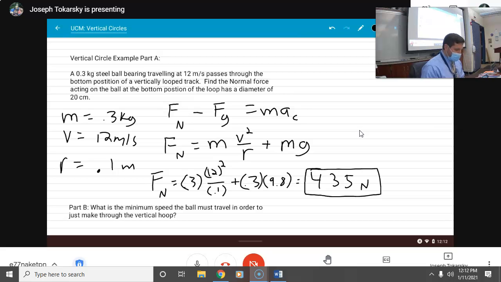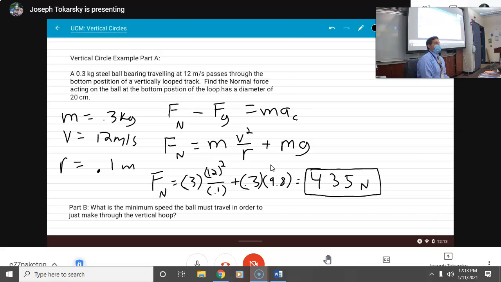Okay, so the weight of this object at the bottom is very small. It's just 0.3 times 9.8. But the normal force at the bottom is much bigger than that because of its speed passing through. So basically, because there's acceleration there, this thing seems heavier at the bottom. And that's something we learned before, not with circles, but in general.